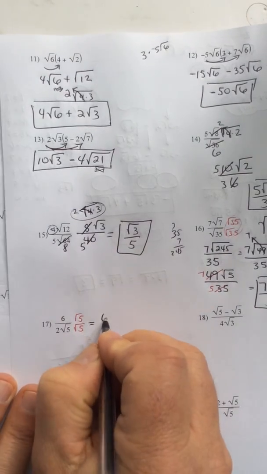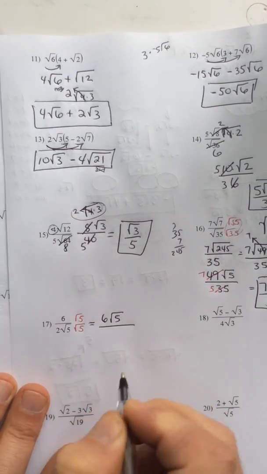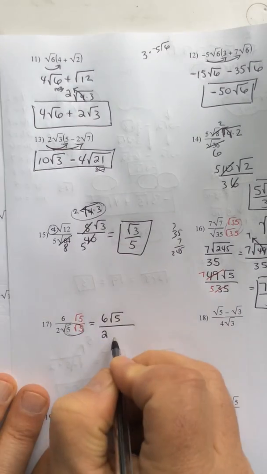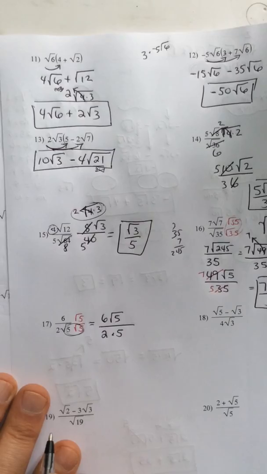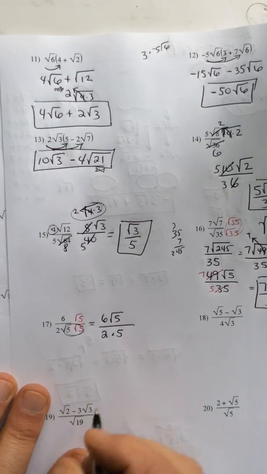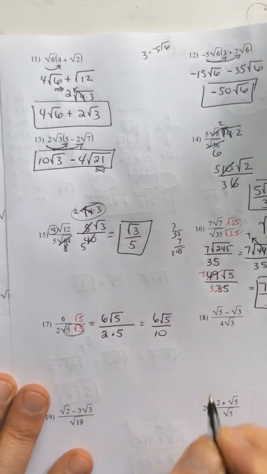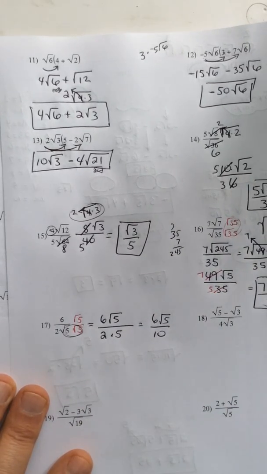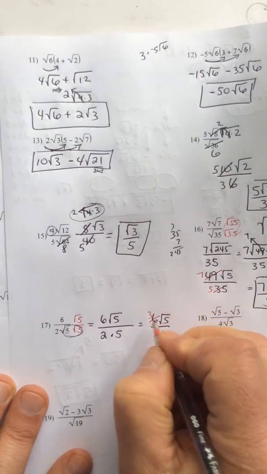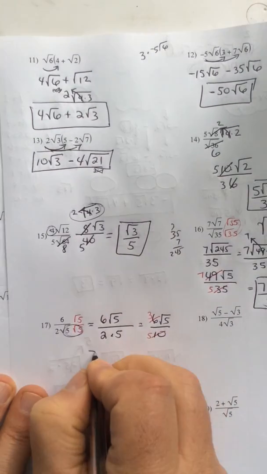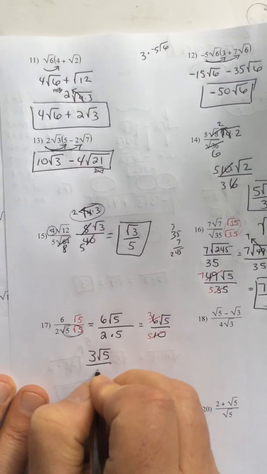Okay, that makes the top 6 square roots of 5. On the bottom, we have that 2 there, but now square root of 5 times the square root of 5 is just a regular old 5, and see how that cleaned up the bottom? No square roots. So now we have 6 square roots of 5 over 10, and of course 6/10, we can cut this one in half for a 3, cut that in half as a 5. So our final answer is 3 square roots of 5 over 5.